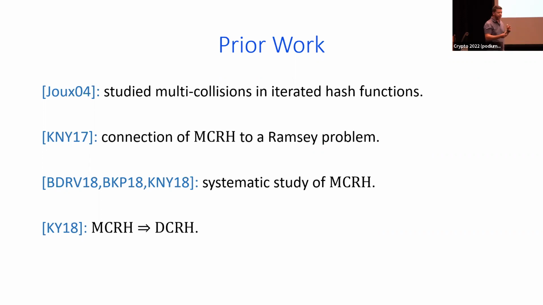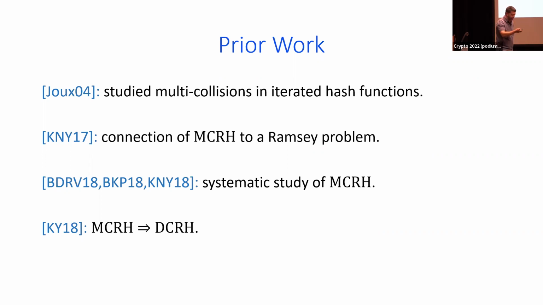After that, ironically enough, there was a 3-way collision of papers studying MCRH. I already mentioned the authors of all of these. And a little bit more recently, Komargodski and Yogev gave a construction showing how to go from MCRH into a notion called distributional collision-resistant hashing, which is a different relaxation of collision resistance. It's basically saying that it may be easy to find worst-case collisions, but it should be hard to find random collisions. So, a different relaxation, but this work is the inspiration or starting point for our work.